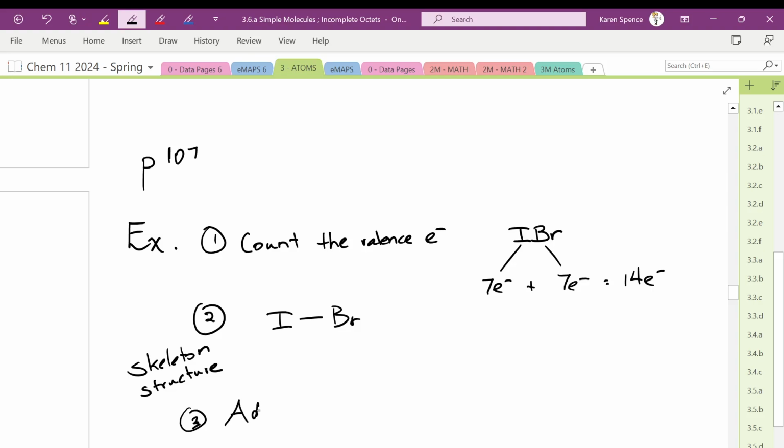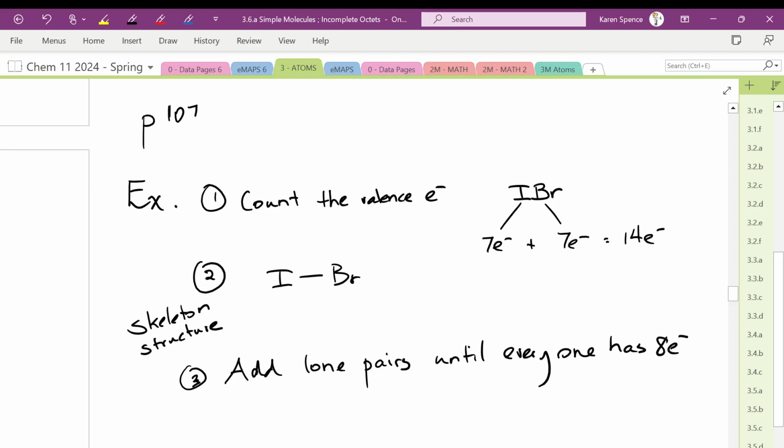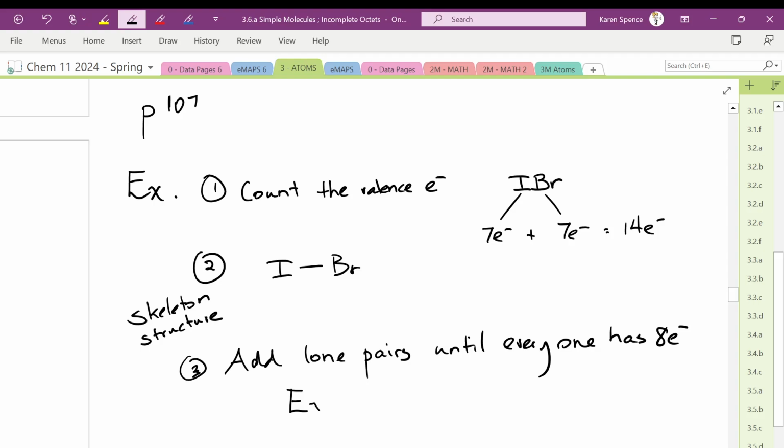Step 3, we add lone pairs until everyone has 8. Except who? Hydrogen and Be, B, and Al. Okay. Do we have any Be, B, and Al or hydrogen? No. So everybody needs 8 electrons.